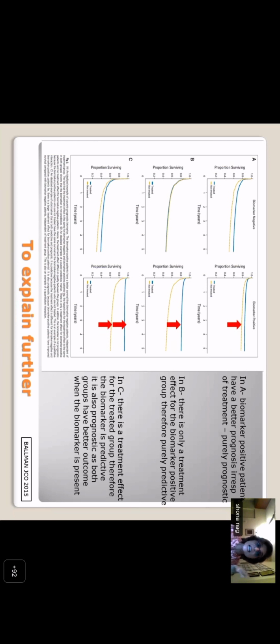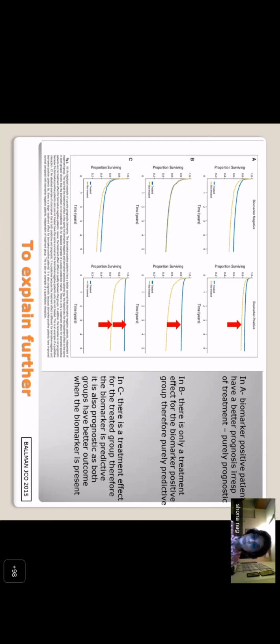In A, you can see, irrespective of the treatment, in both groups, the presence of the biomarker has shown a better prognosis. So this is a purely prognostic biomarker. In B, you can see that only those having the biomarker and who are treated are benefiting. So this is a purely predictive biomarker. And in C, you can see not only is there a treatment effect for the treated group, as I said in the blue line, it's also a prognostic biomarker because compared to the baseline in the biomarker negative group, you can see the yellow dotted line has gone up.